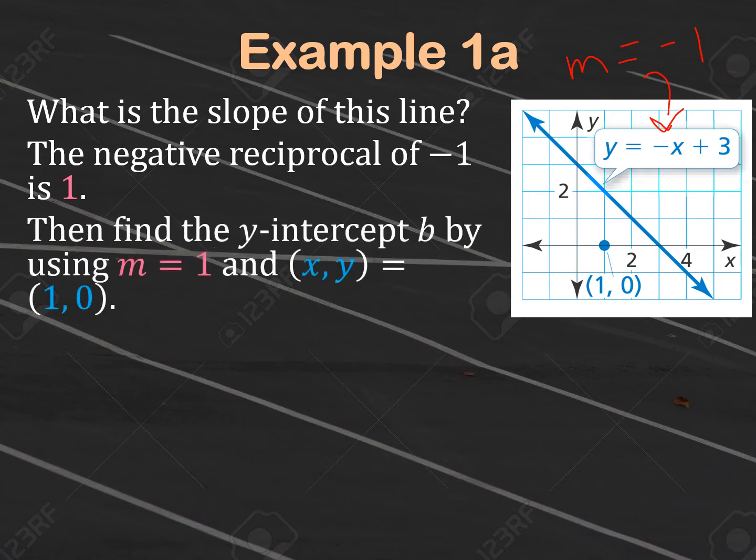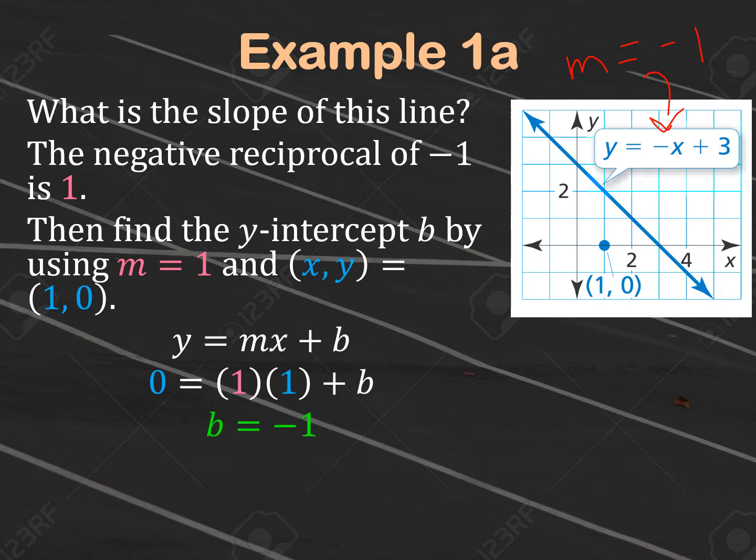At that point, you're going to look for the y-intercept by plugging in the slope of this line, 1, and the given point. The point that the line has to go through is (1, 0). So you're going to find the equation of the line with a slope of 1 going through (1, 0). Remember the equation of the line is y = mx + b. You're going to plug in 1 for m, 1 for x and 0 for y, and solve for b. So 1 times 1 is 1. So 0 = 1 + b, which means b = -1.